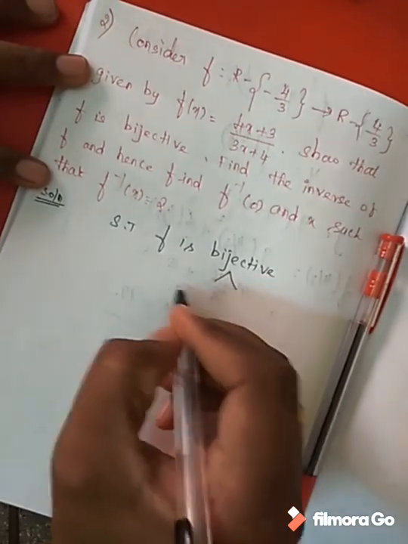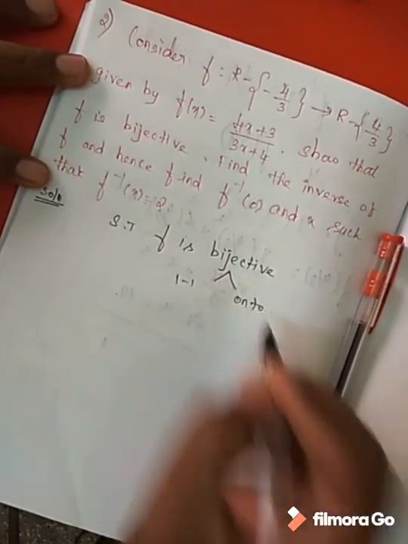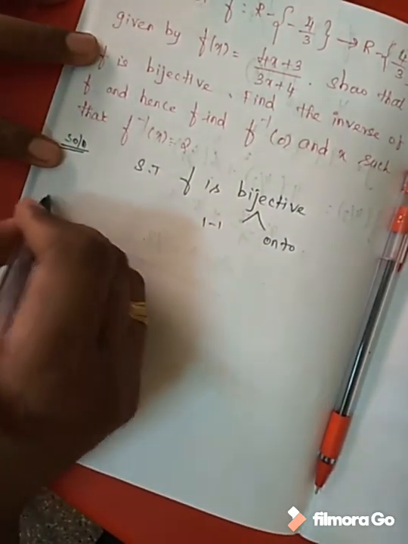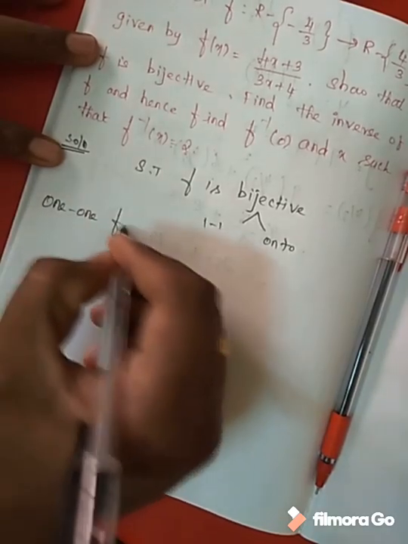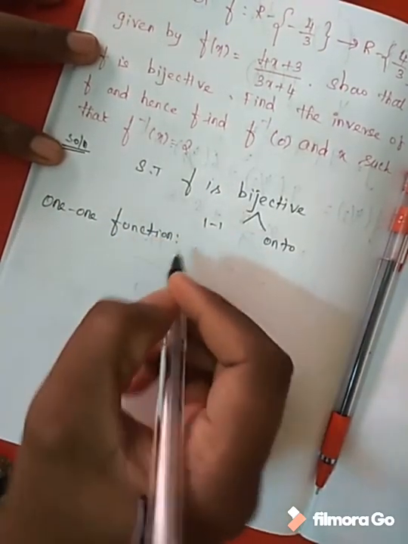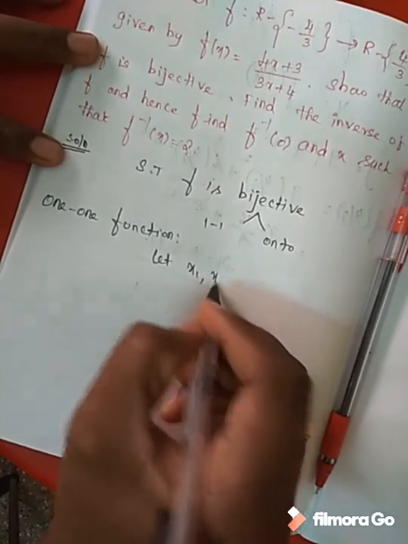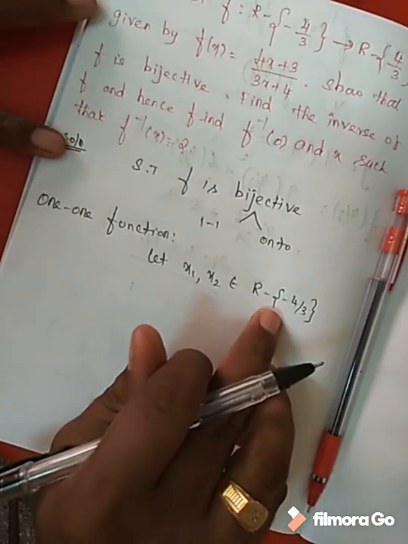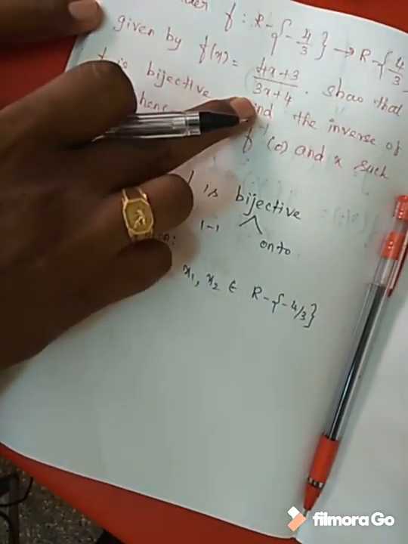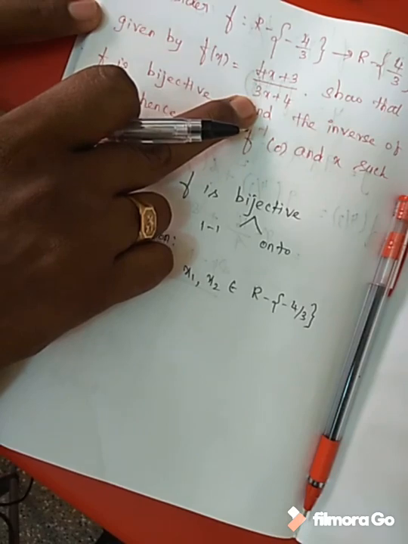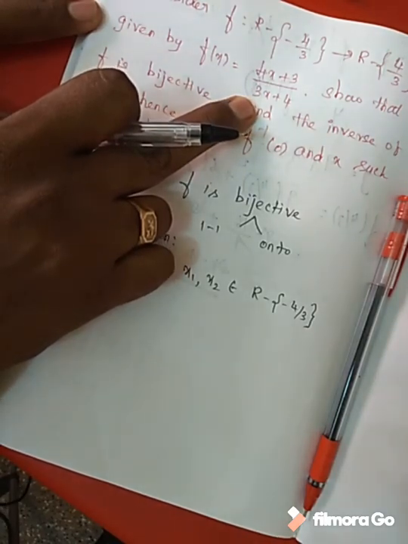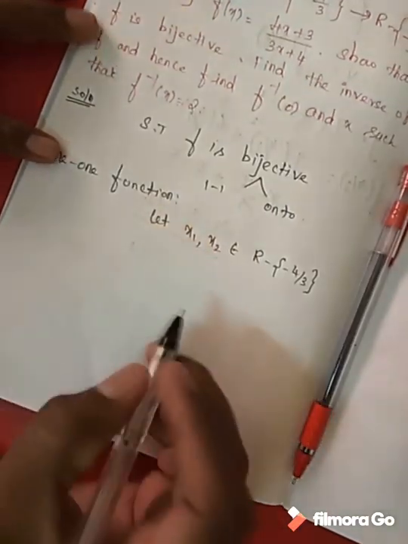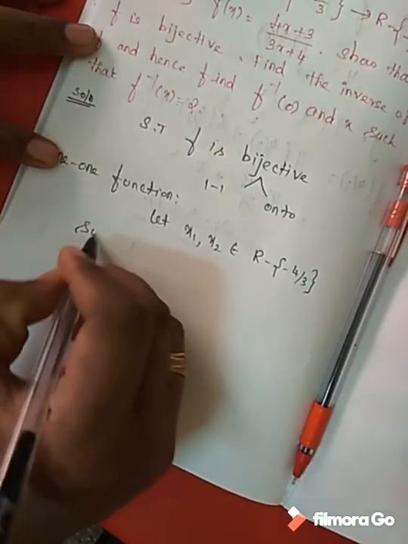That means we should show it is a one-one and an onto function. Okay, first one-one function. For one-one function, let x1, x2 belong to R minus {-4/3}. Why are they giving R minus {-4/3}? Suppose I substitute minus 4 by 3 here, I will get the form numerator divided by denominator as 0, an undetermined form. So only R minus {-4/3}, right?